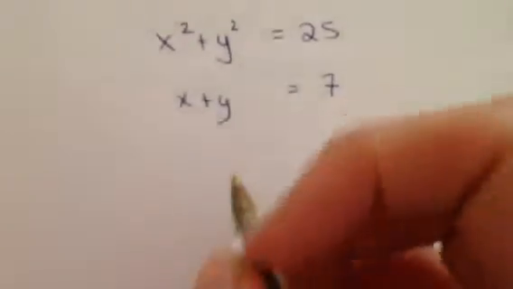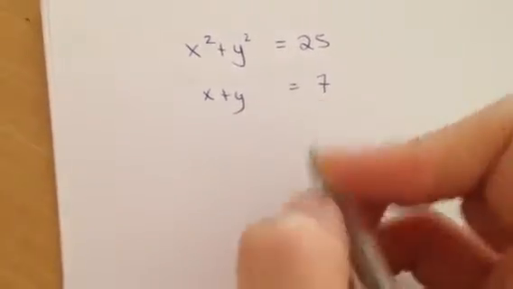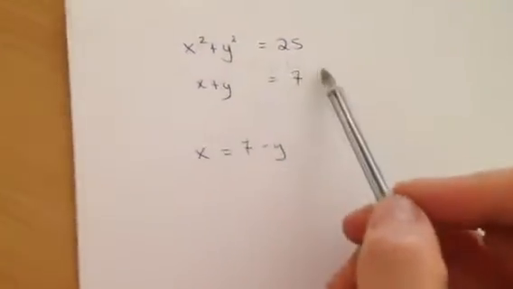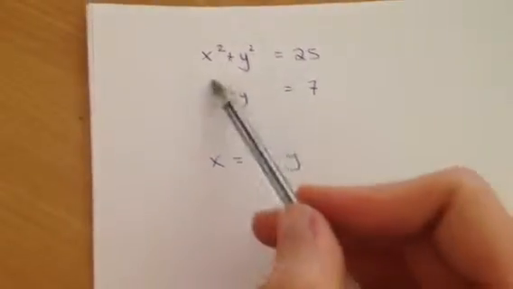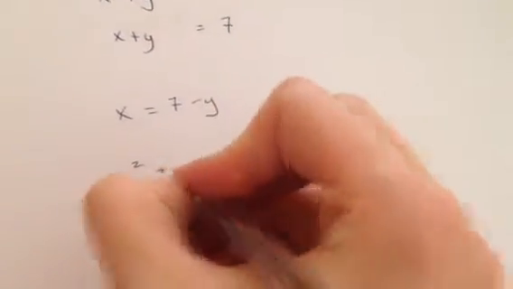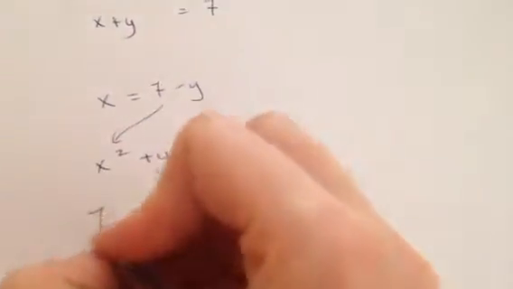The method for solving this type of simultaneous equation is to get the easier basic equation and write it as either x equals or y equals. So I'm going to write this one as x equals 7 minus y. And then I'm going to take the more difficult equation, and anywhere I see an x, I'm going to replace the x with a 7 minus y. So I have x squared plus y squared equals 25. I'm going to replace x with 7 minus y.